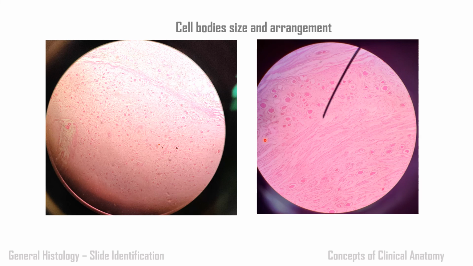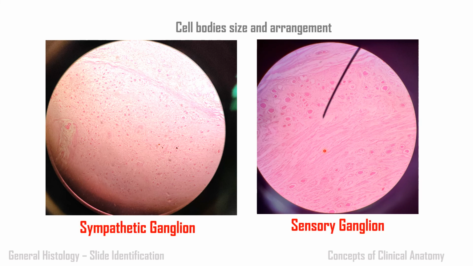Moving to the next, these two are a bit confusing slides in general histology. These are the slides of sympathetic ganglion and sensory ganglion, in which you can see the cell bodies. The difference between these two: in the sensory ganglion, you can appreciate the cell bodies arranged in groups. Here one group, here one group. In between, there will be axon fibers running. In the sympathetic, these are randomly placed, not in groups.